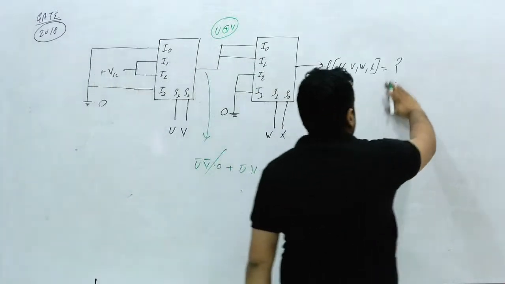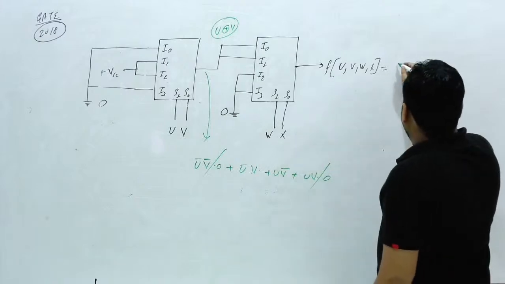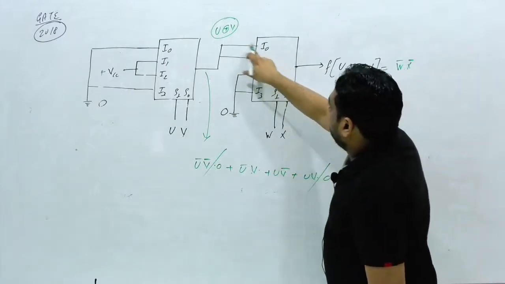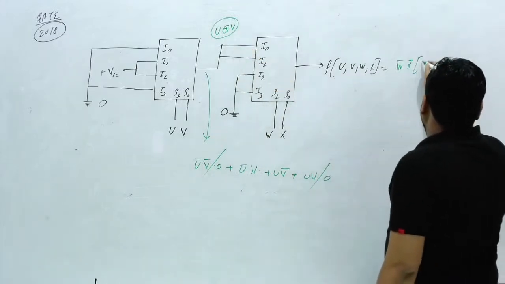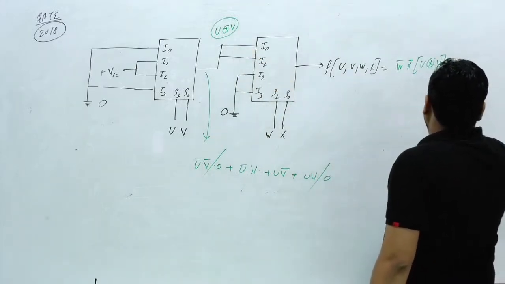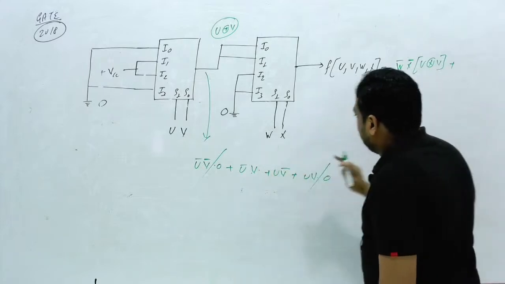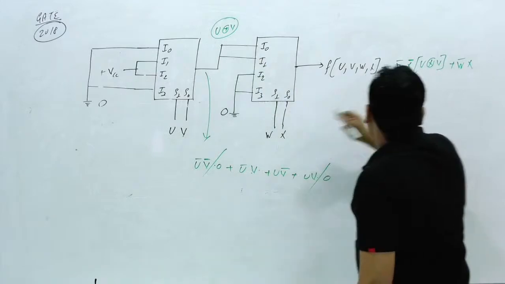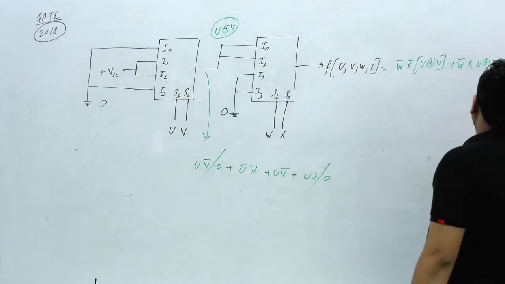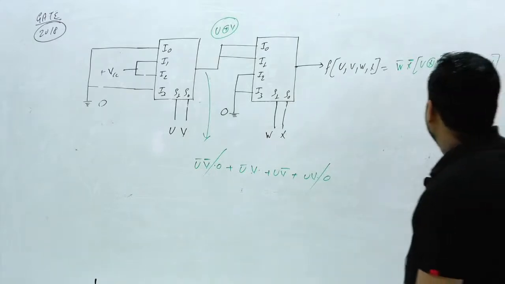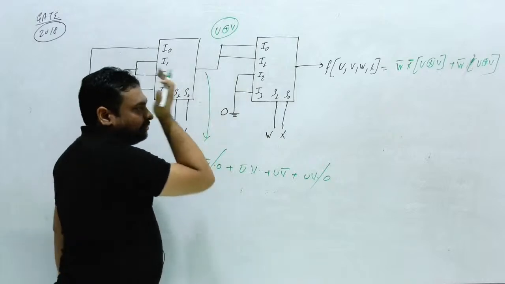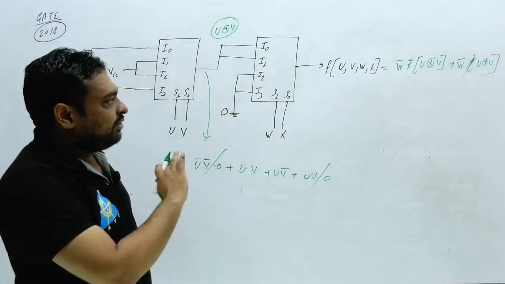Now what will be the final output? Can I write directly? W bar X bar, and that will multiply with U XOR V, plus what will be the second function? W bar X multiply with again the same function U XOR V. Can you write in this way? Like this. This will be the answer. Clear? And the remaining two terms multiply with 0. Now you have to simplify.